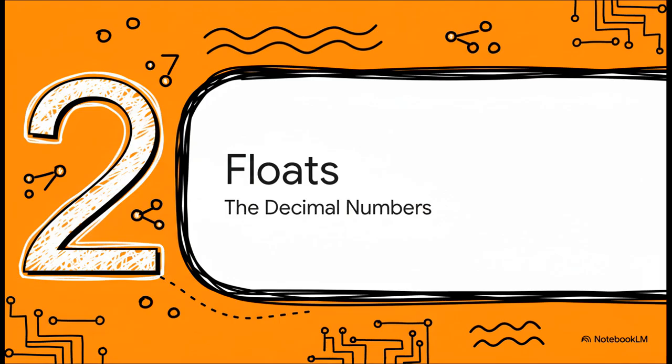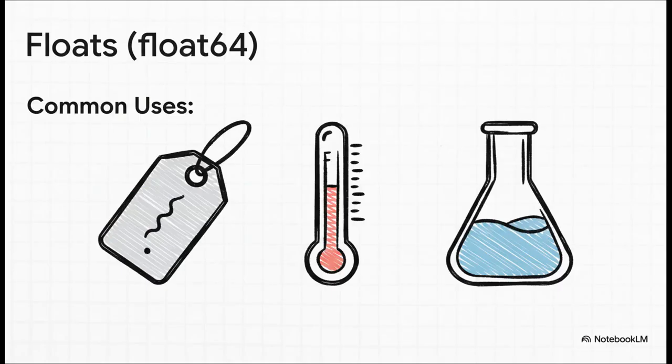Okay, so whole numbers are covered. But what about all the other numbers? The ones that aren't so neat and tidy. For that, we need to talk about floats. Anytime you're dealing with a value that isn't a perfect whole number, think product prices, scientific measurements, temperatures, that's where floating point numbers, or floats, come in.